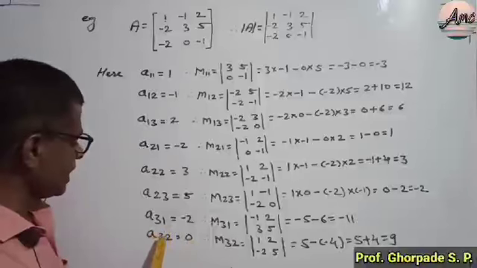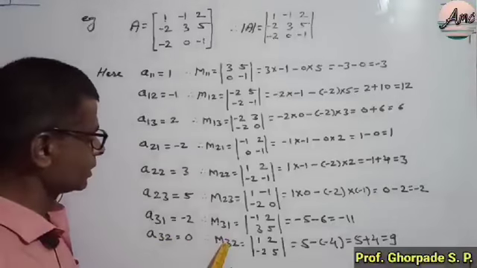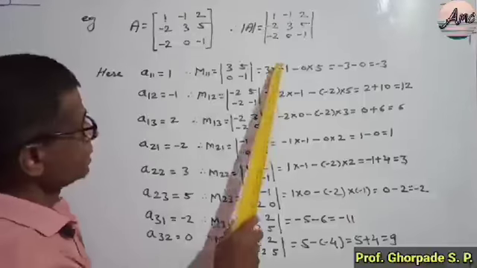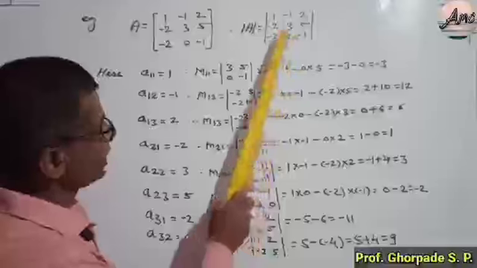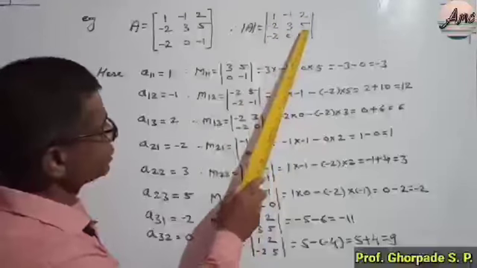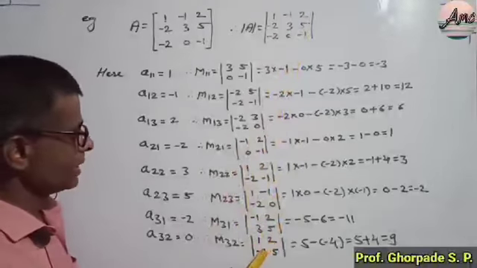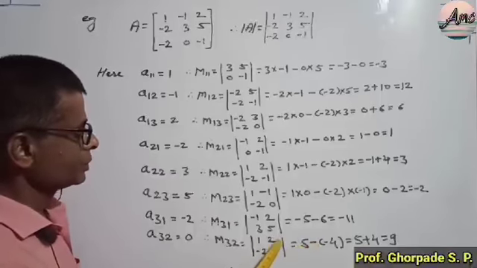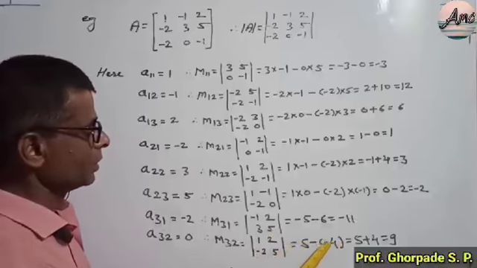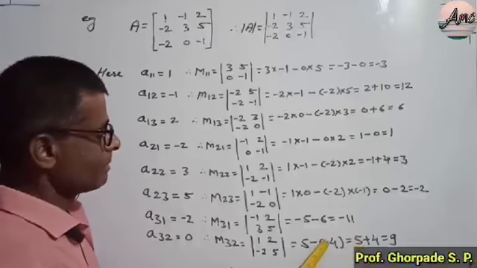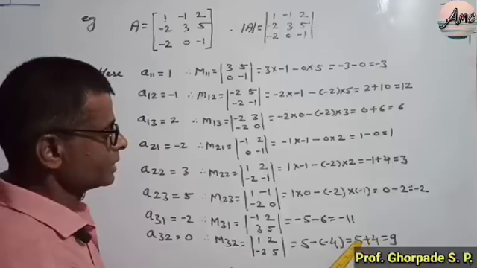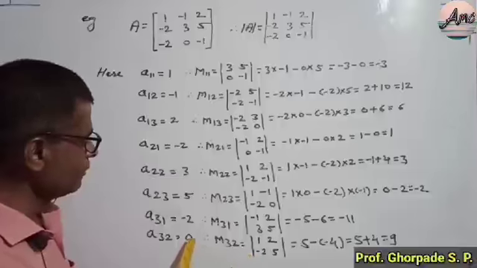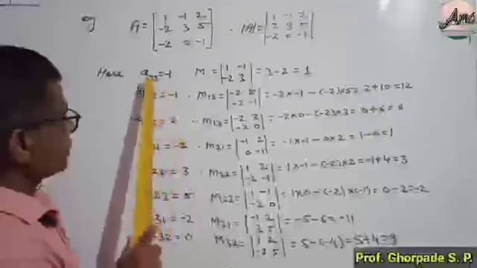So the minor of A32 is denoted by M32, which is obtained by deleting third row, second column. If we delete third row, second column, what will we get? 1, 2, minus 2, 5. Whose value is given by 1 into 5 is 5, minus 2 into 2 is minus 4. So this 5 will remain as it is, minus, plus 4 as it is. 5 plus 4 is 9. So this 9 is the minor of 0. Next A33.